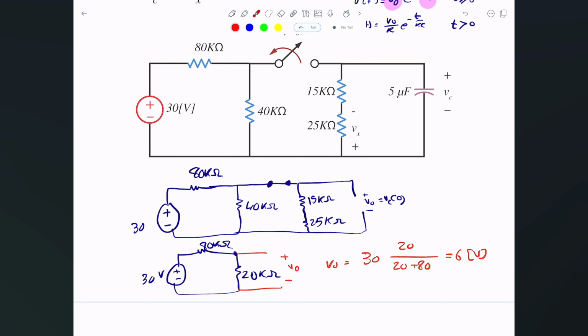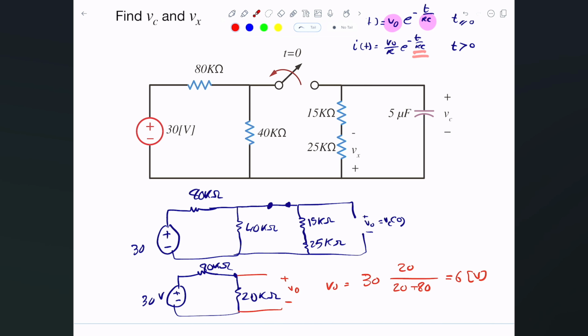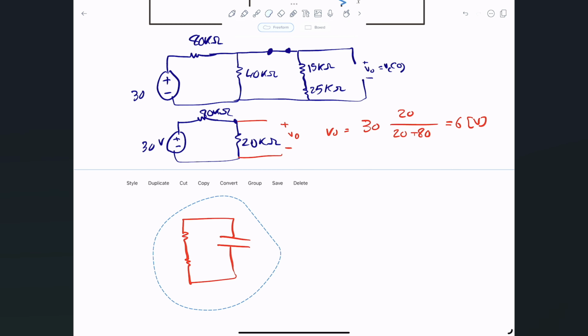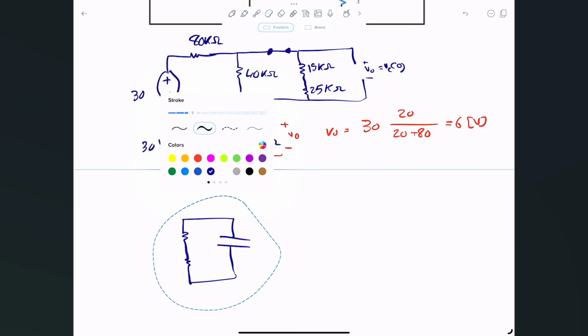But for the RC, we'll look at the circuit right after switching. Right after switching, we have this resistor and another resistor connected to this capacitor. That's what we have. Let me just change the color back to blue.